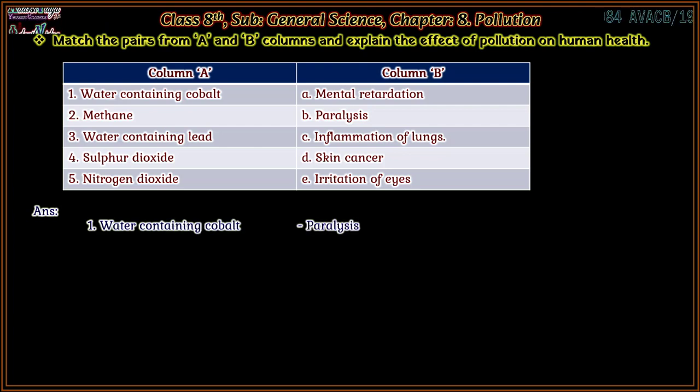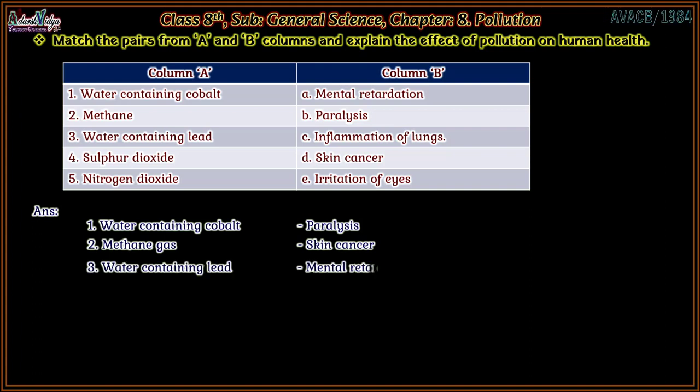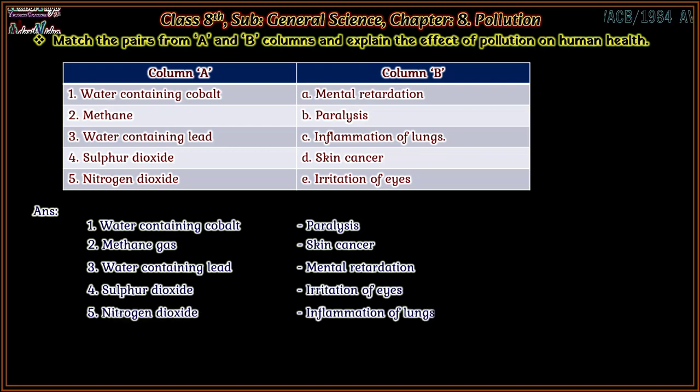Answer: First, water containing cobalt, paralysis. Second, methane gas, skin cancer. Third, water containing lead, mental retardation. Fourth, sulfur dioxide, irritation of eyes. Fifth, nitrogen dioxide, inflammation of lungs.